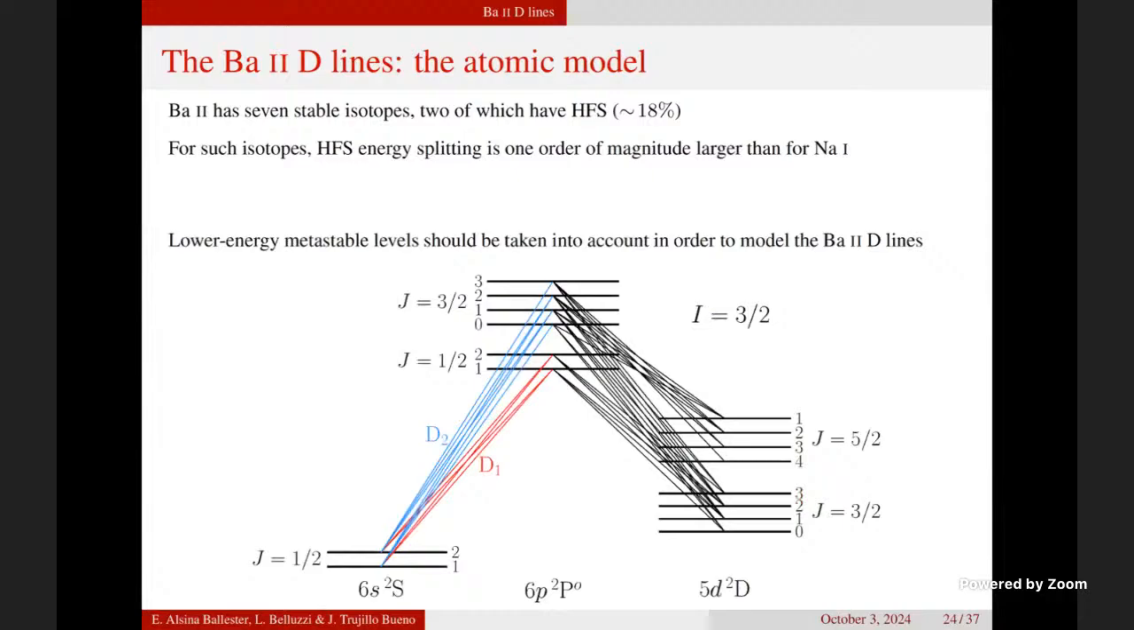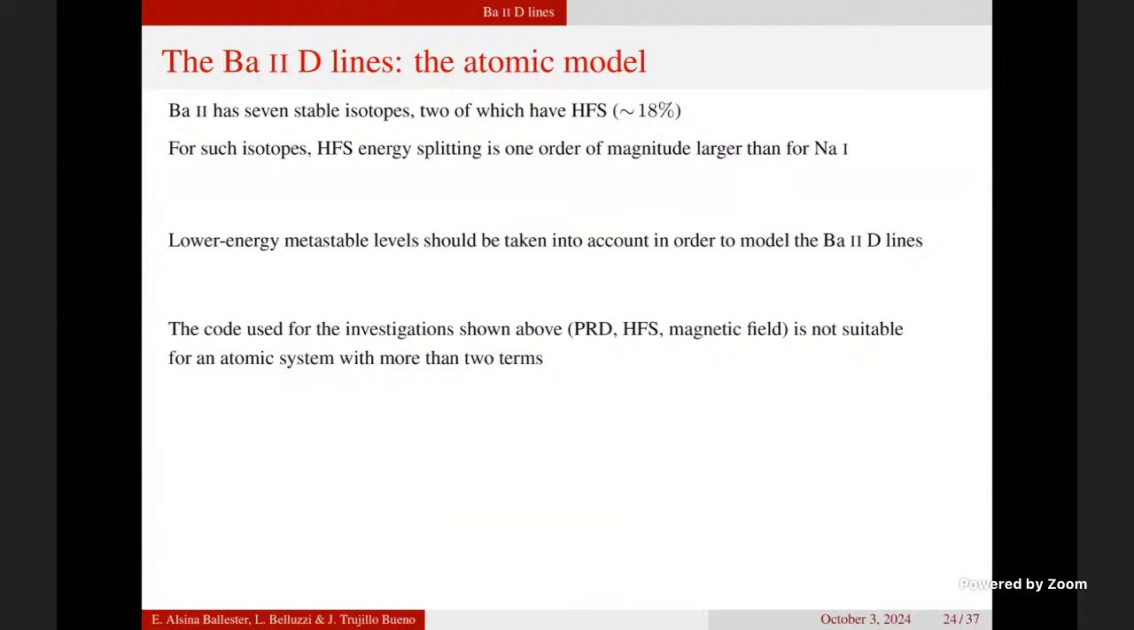Now, another complication of the barium D line is that apart from the 2 terms I was discussing before, it also has a metastable term of lower energy than the upper level of the transitions. Now, the code I was using before, which for simplicity I'll call our code, could only account for a 2-term atomic system. So it would not be suitable for this atomic system.